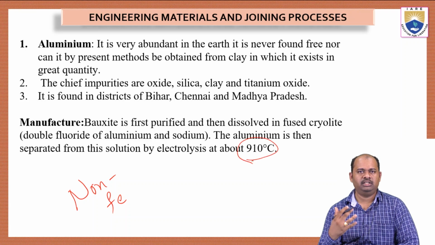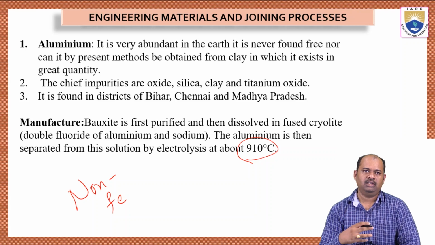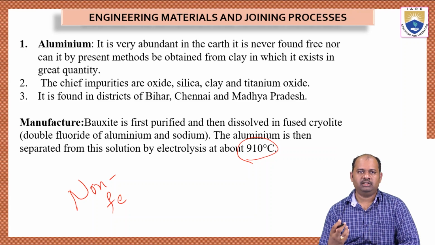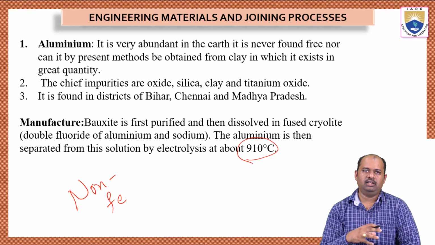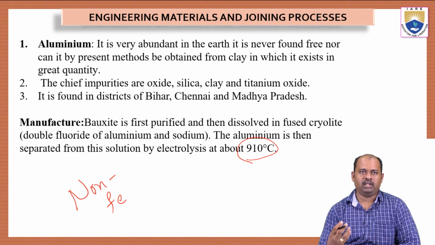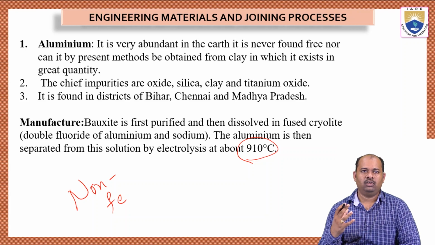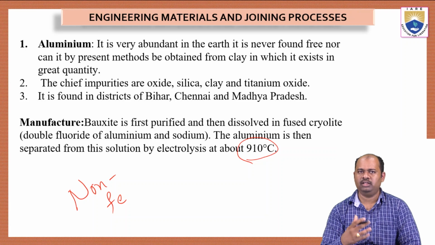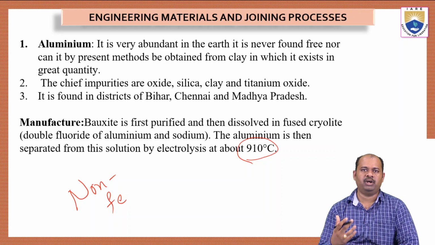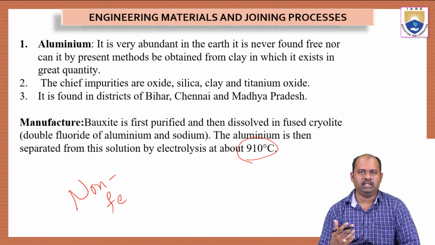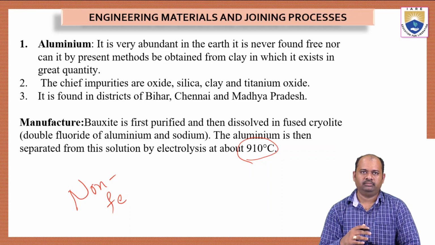So this is a very tedious process, where it has to be taken out of the earth's crust, that is one tedious task, and then it has to be fused with cryolite after purification, and then it has to undergo an electrolysis process. Heating this, and the temperature and electrolysis process, all these things require a large amount of energy and power. So that is why the manufacturing of aluminum is very costly when compared to iron.